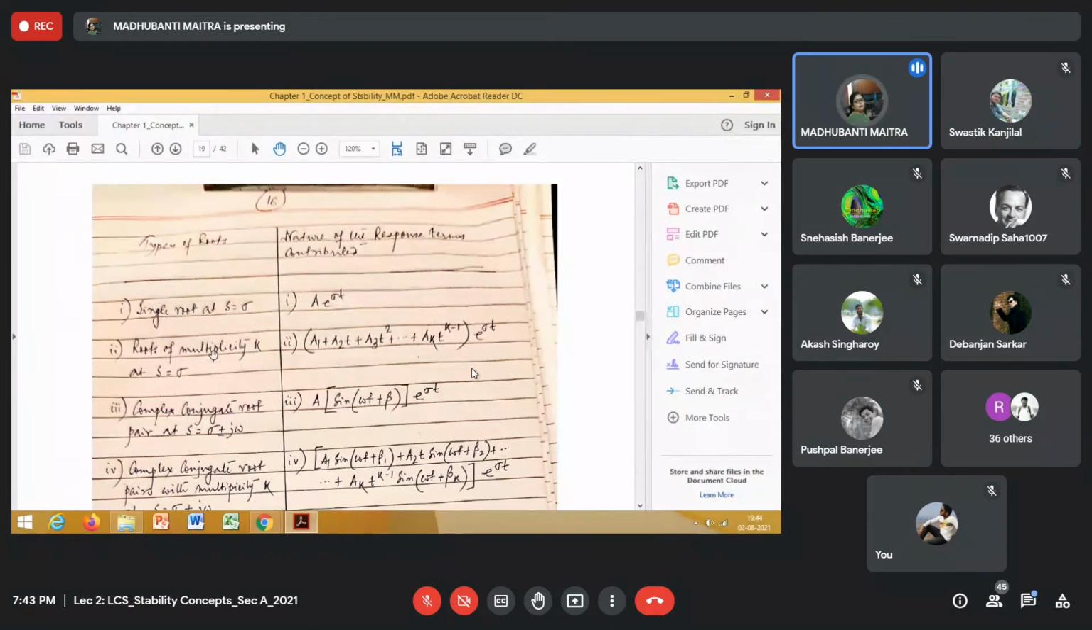Now, the second case. Again, we know that the roots of the characteristic equation can be simple or can occur with multiplicity. So what is meant by multiplicity? If a particular root has a multiplicity of order 2, that means at the same location on the s plane, two roots will be occurring. That means we'll get repeated roots at a particular location on the s plane.